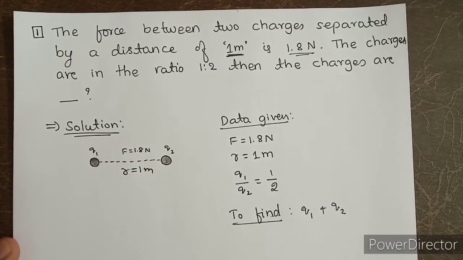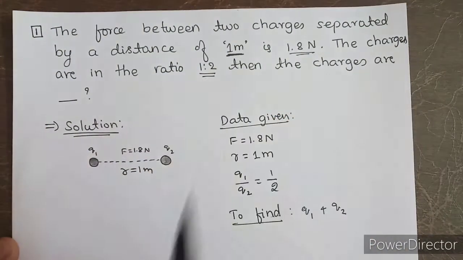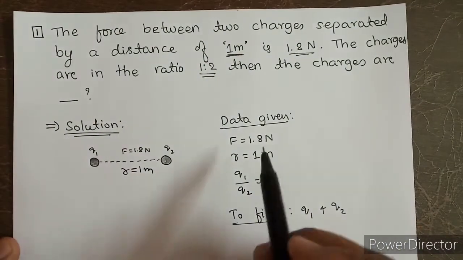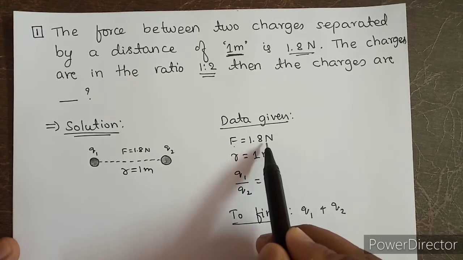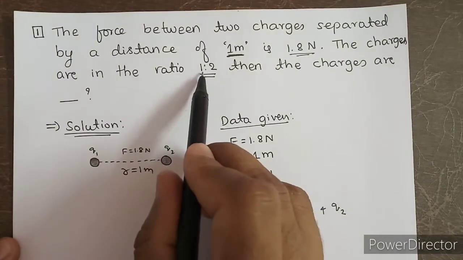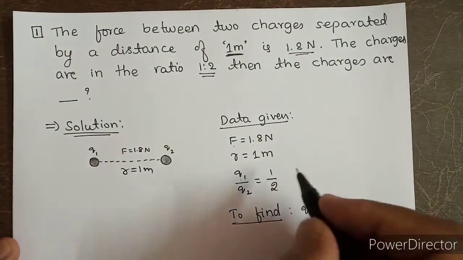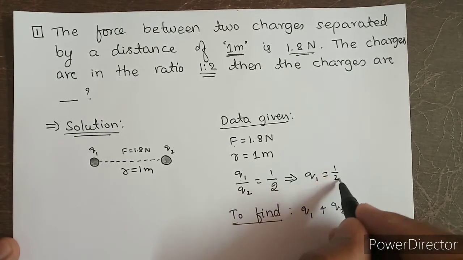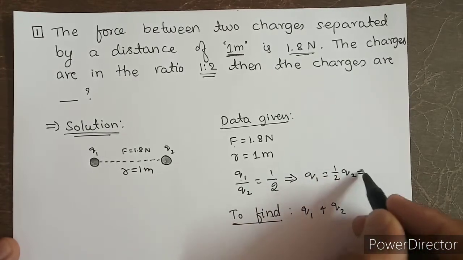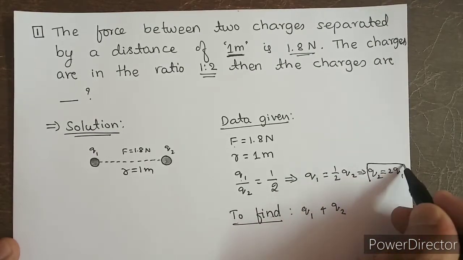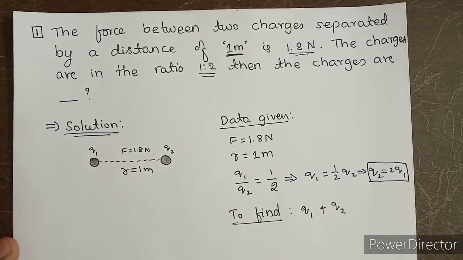So what we need to find, Q1 and Q2, and they have given one hint also. What is that? Q1 and Q2 are in the ratio 1 is to 2. So from the data given, I have written here. Force is 1.8 Newton, R is 1 meter, Q1 by Q2 is 1 divided by 2. Okay, so from this I can get to know Q1 is equal to 1 by 2 times Q2, or Q2 is equal to 2 times Q1, isn't it? Q2 is equal to 2 times Q1.